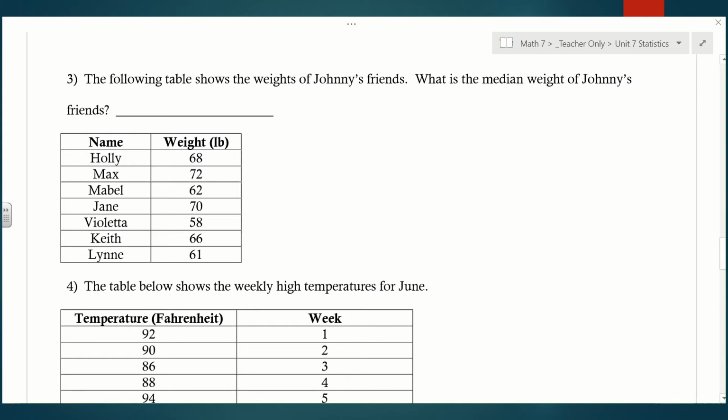Now these must be elementary kids because these weights are pretty low. Second graders or something, third graders. Okay, so I'm going to go ahead and make my list. You can do it and we'll compare.